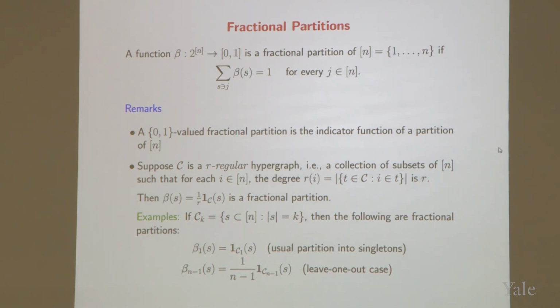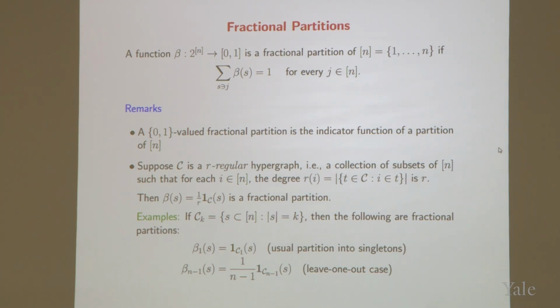And an important example of fractional partitions is the case where you have an r-regular hypergraph. That is a collection of subsets of the index set such that for each index, the number of sets that contain it is equal to r. Right? So it's easy to see that if you have an r-regular hypergraph, then you can easily construct a fractional partition, which turns out to be the indicator function of this r-regular hypergraph divided by this degree r.